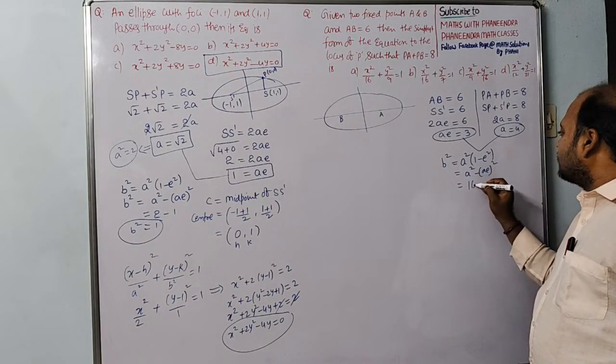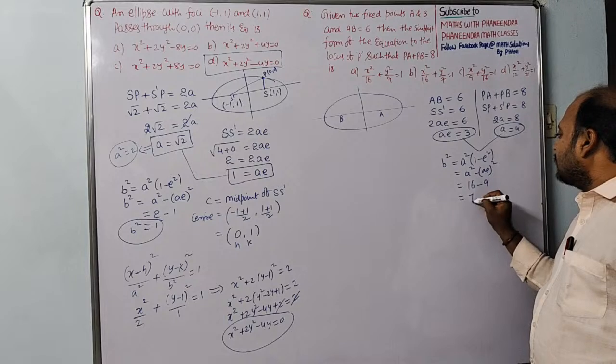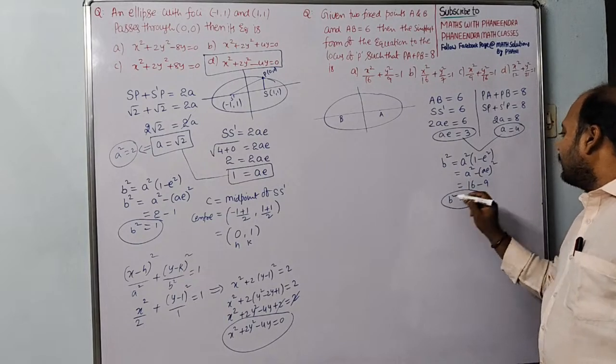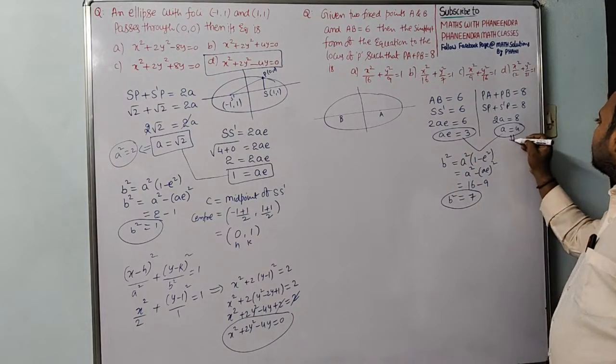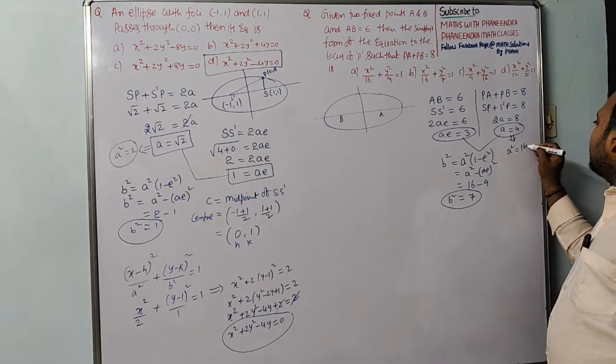So A square means 16, minus 3 square is 9, so it will be 7. So B square value is 7, dear students. So A value is 4, which means A square value is 16.